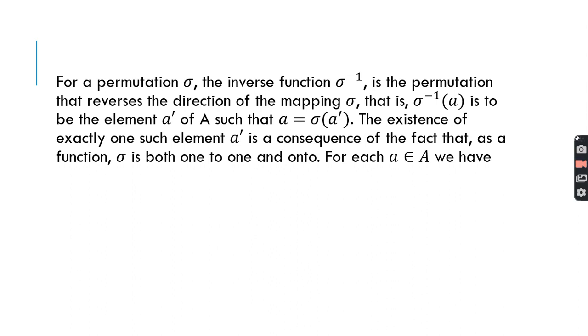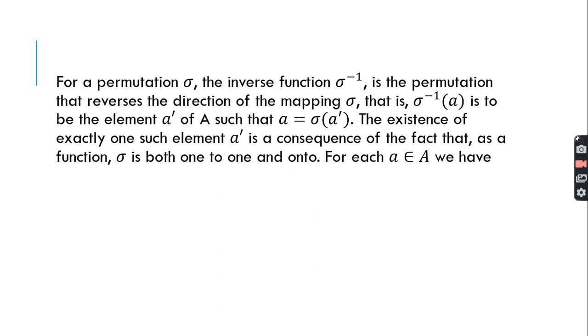For a permutation sigma, the inverse function, inverse sigma, is the permutation that reverses the direction of the mapping. That is, inverse sigma of a is to be the element a prime of the set A such that a is equal to sigma of a prime. The existence of exactly one such element, a prime, is a consequence of the fact that, as a function, sigma is both one-to-one and onto.